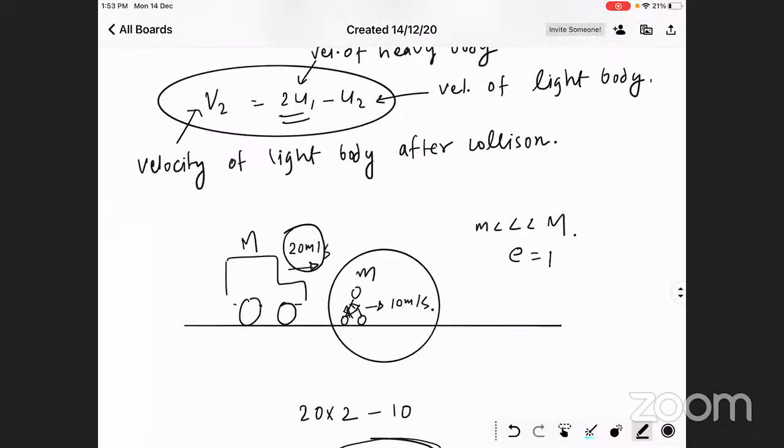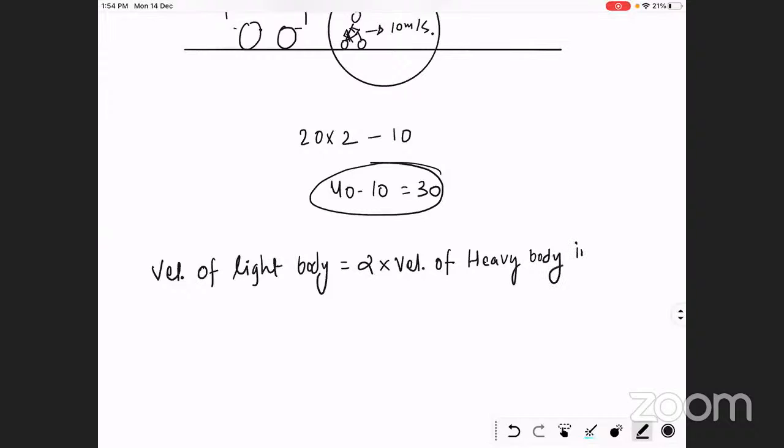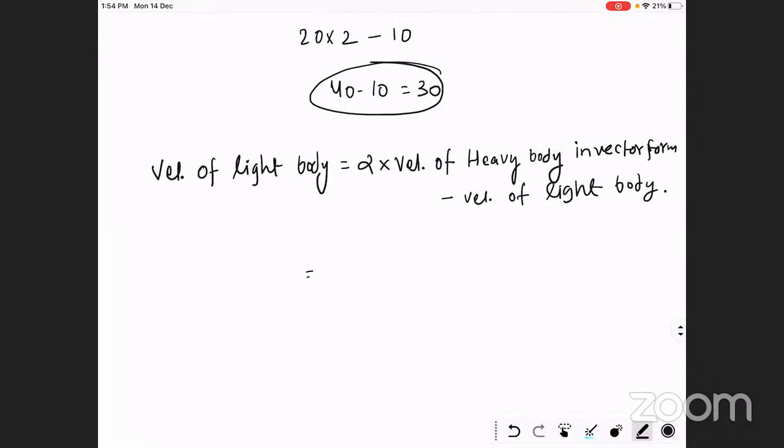And in a very tough question you may use vector. If the question is very tough, you may use this formula in vector form. Velocity of light body is equal to 2 into velocity of heavy body in vector form, minus velocity of light body. Could you understand that?